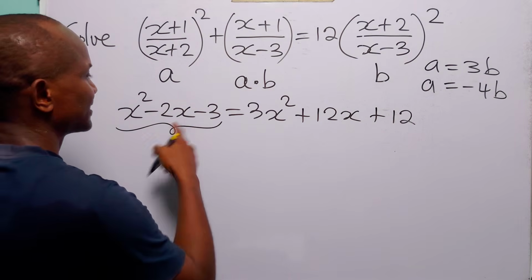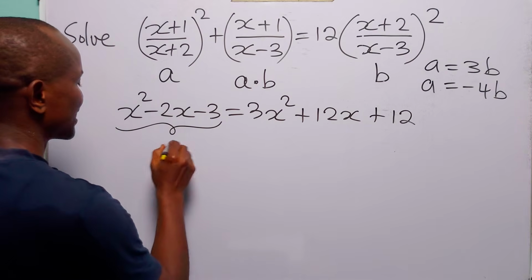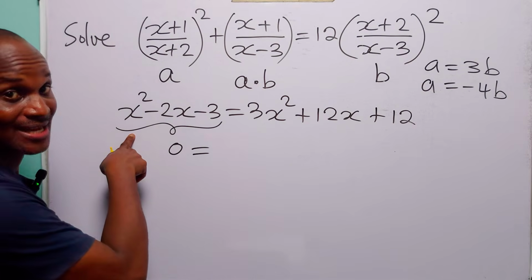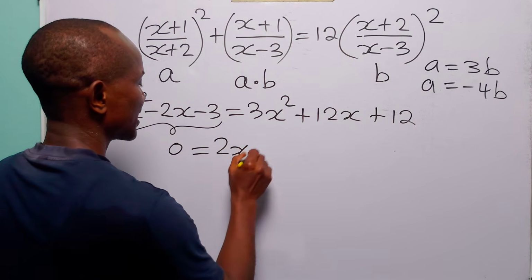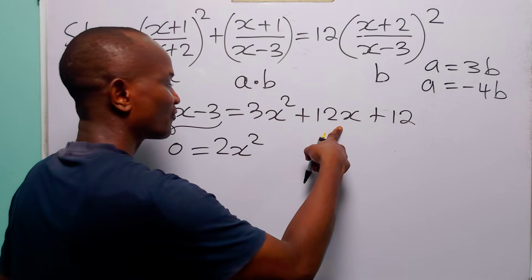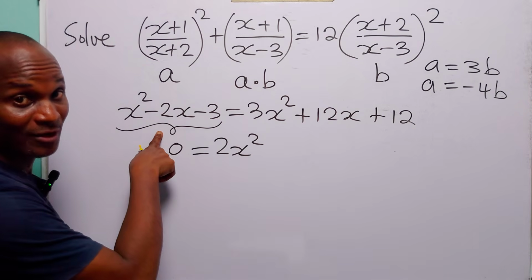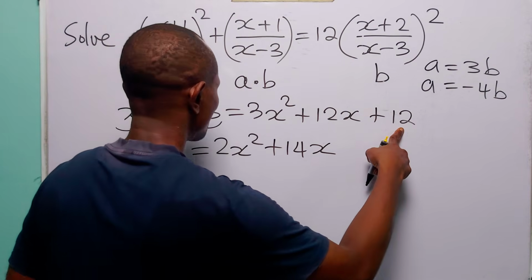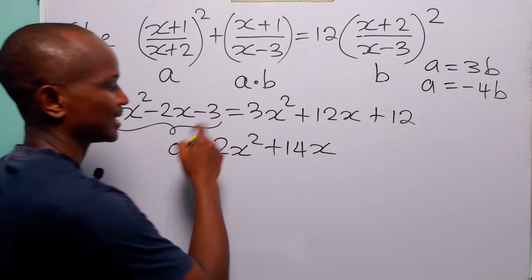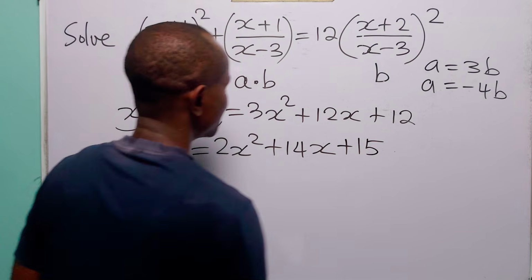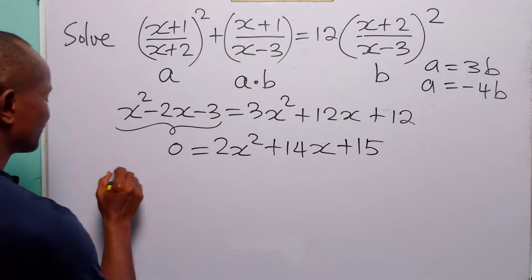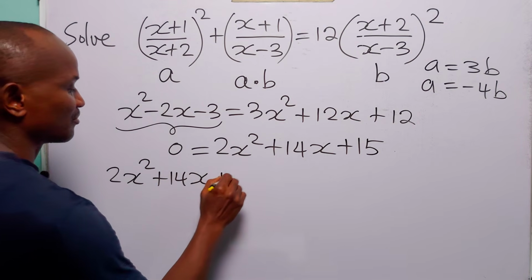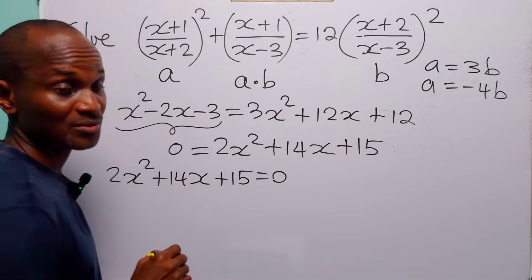Now let us move these 3 terms over to the right hand side. When we do that, we have 0. Now this is equal to 3x squared minus x squared. That is going to give us 2x squared. We have 12x minus 2x. That is going to give us 14x. And we have 12 minus 3. That is going to give us 15. Now, from here we have that 2x squared plus 14x plus 15 is equal to 0.